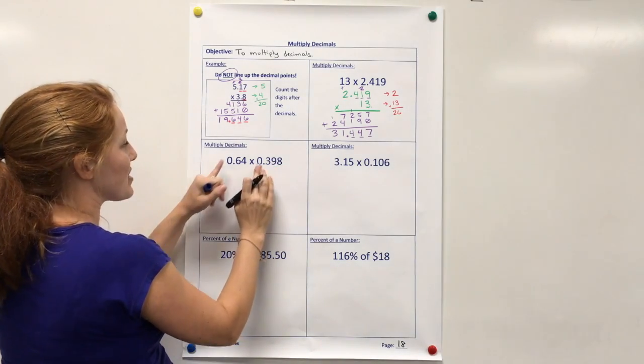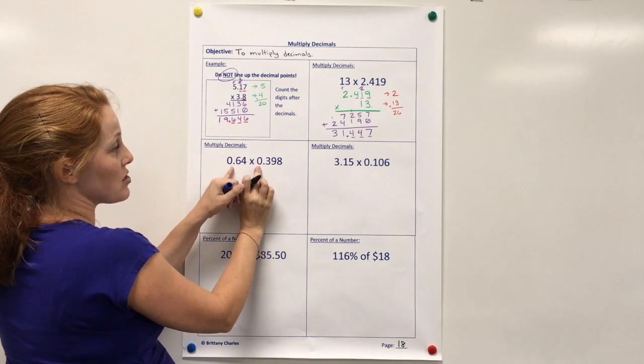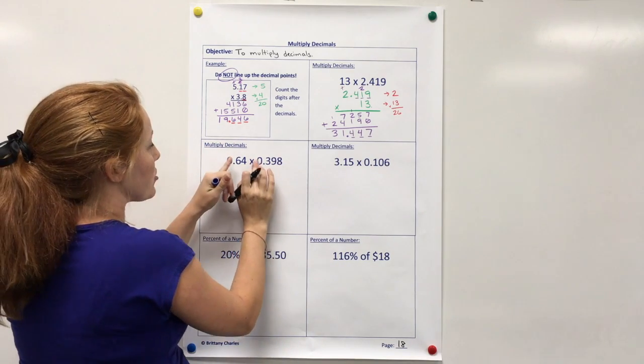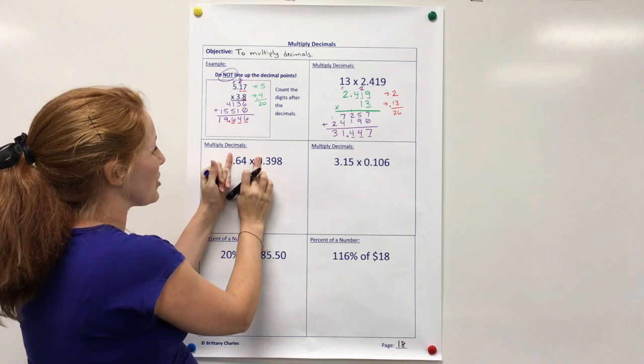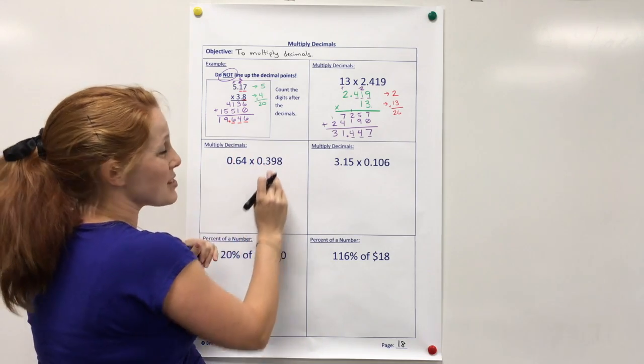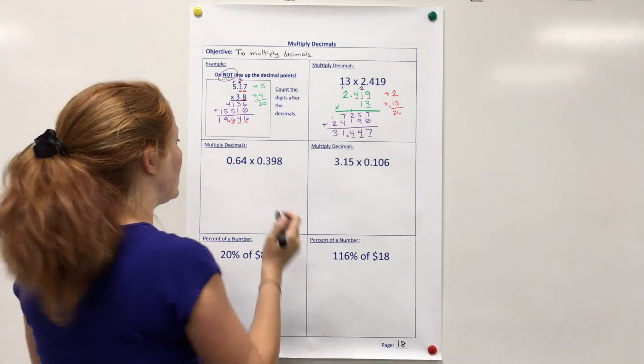Now when I'm multiplying these, I can actually just leave the 0 off since they both start with 0 point something. So if you have a 0 in front of the decimal, you can leave it off. Now if it's behind the decimal, you want to include it just to be careful.